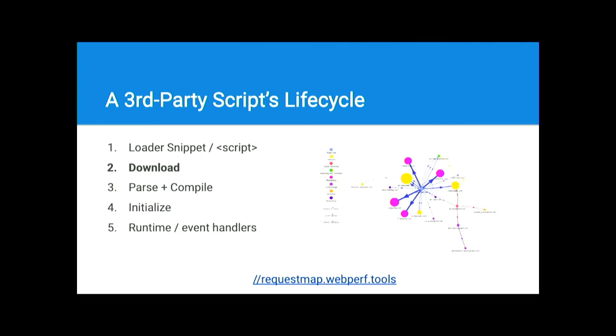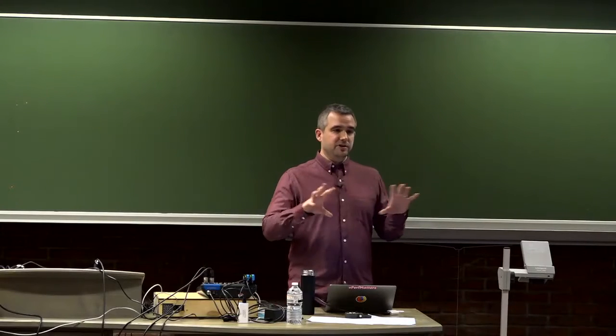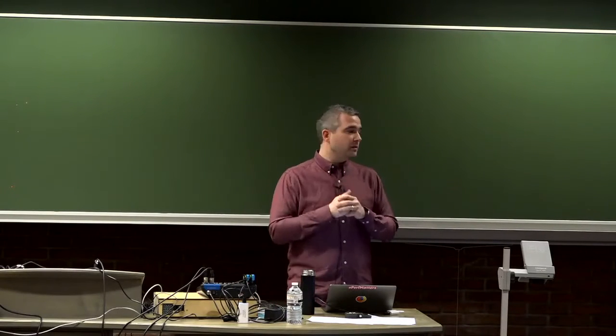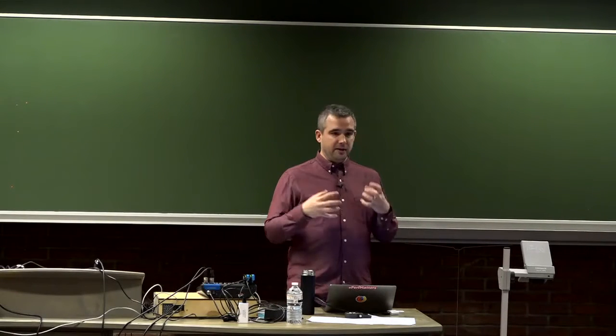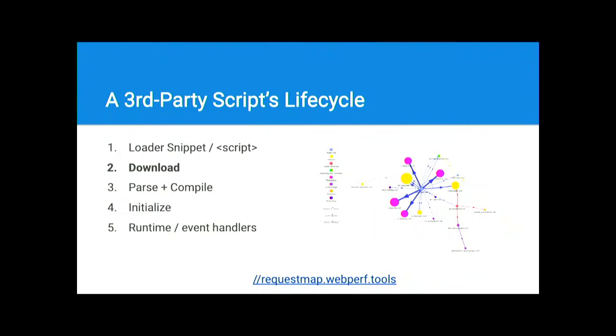In fact, some of you may know this pretty cool tool from Simon Hearne called Request Map. It lets you see all the different things that get fetched and what triggers other things to get fetched, etc. It's a good way of knowing the whole cost of a library when you load it. It's on requestmap.webperf.tools. Check it out. You could also use just things like WebPageTest or looking at your network tab to see all the other things that are downloaded.